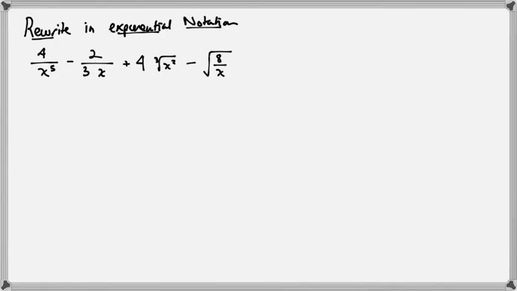I think the first thing that would help is if you separate the coefficient from the expression involving the variable. So in the very first term, I see 4 times 1 over x to the fifth. I'm visually separating the fraction. It's a coefficient, in this case 4, and I'm multiplying it by the reciprocal of x to the fifth. In the next one, it's minus 2/3, and I'm multiplying that by 1 over x. Not much to do in the third term. It's 4 times the cube root of x squared.